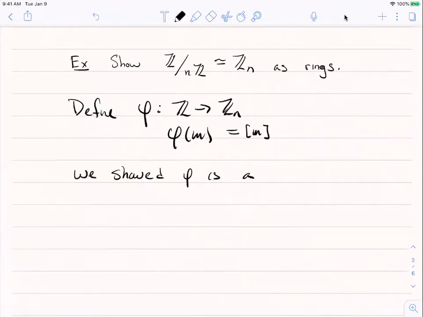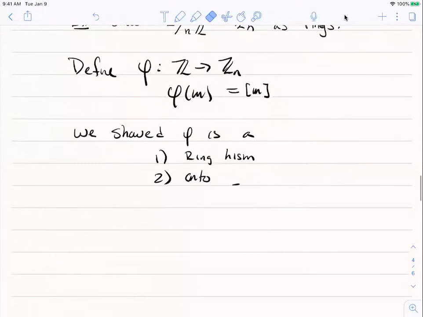Phi is a ring homomorphism onto Zn, and we've also calculated its kernel. Well, I wrote it as the subgroup generated by n before, but that's precisely the multiples of n.